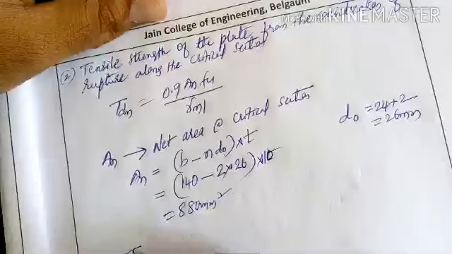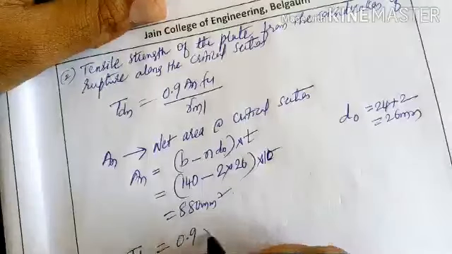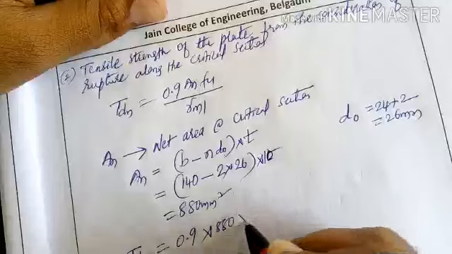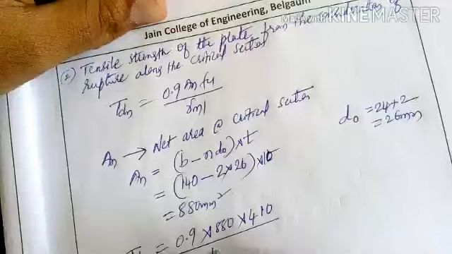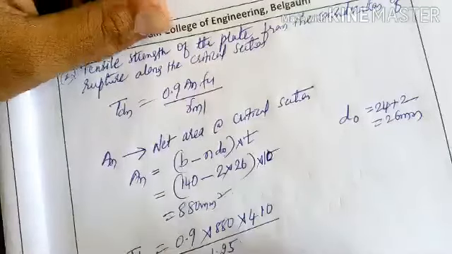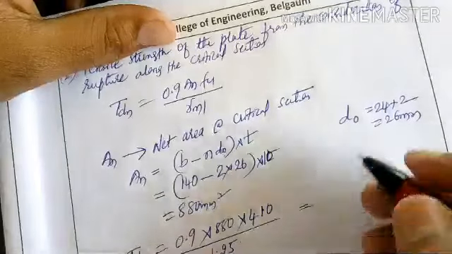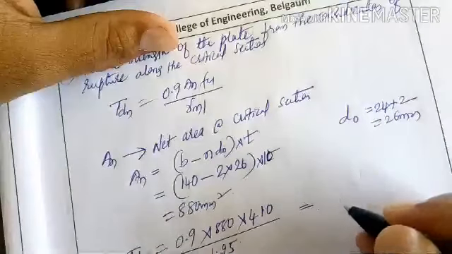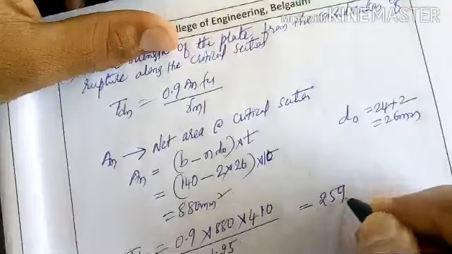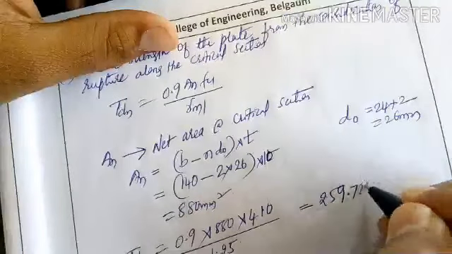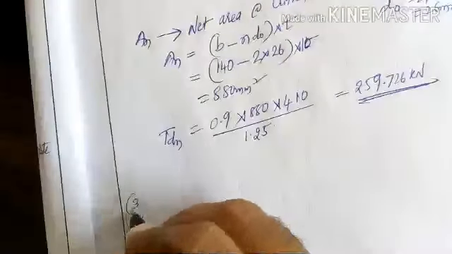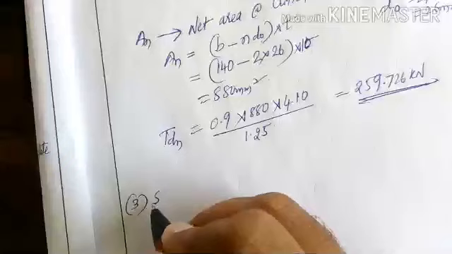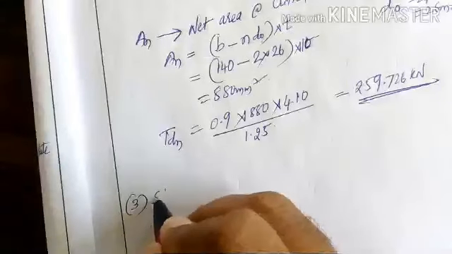Substituting in the above equation, TDN is 0.9 into 880 into 410 divided by 1.25, so the answer you will be getting is 259.726 kilonewton. This strength is due to net section rupture. Then third is strength due to block shear.